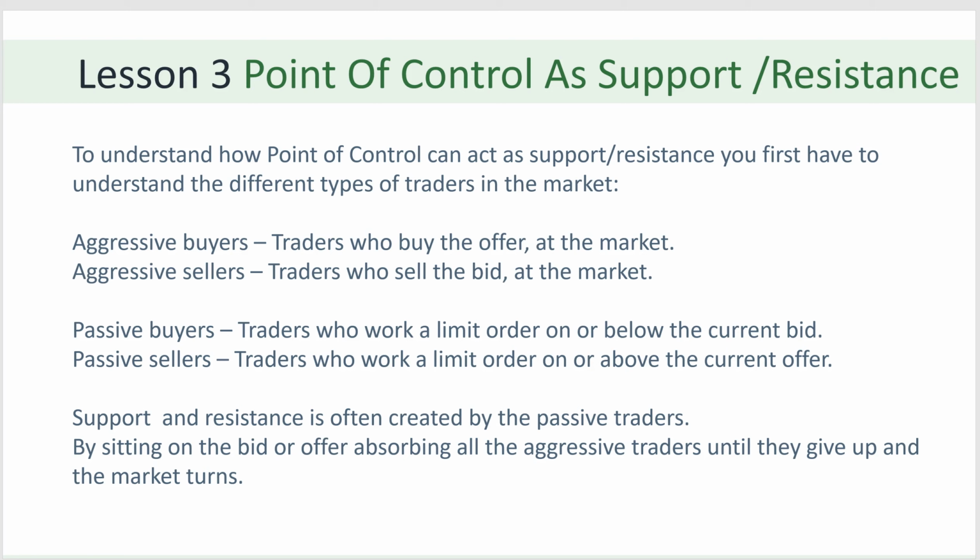And passive buyers and passive sellers are the ones that provide support or resistance. It's the passive buyer sitting there on the bid that the aggressive seller sells into. The passive seller is there on the offer that the aggressive buyer buys from. And when price hits a high level, that's when the passive sellers are attracted to the market.